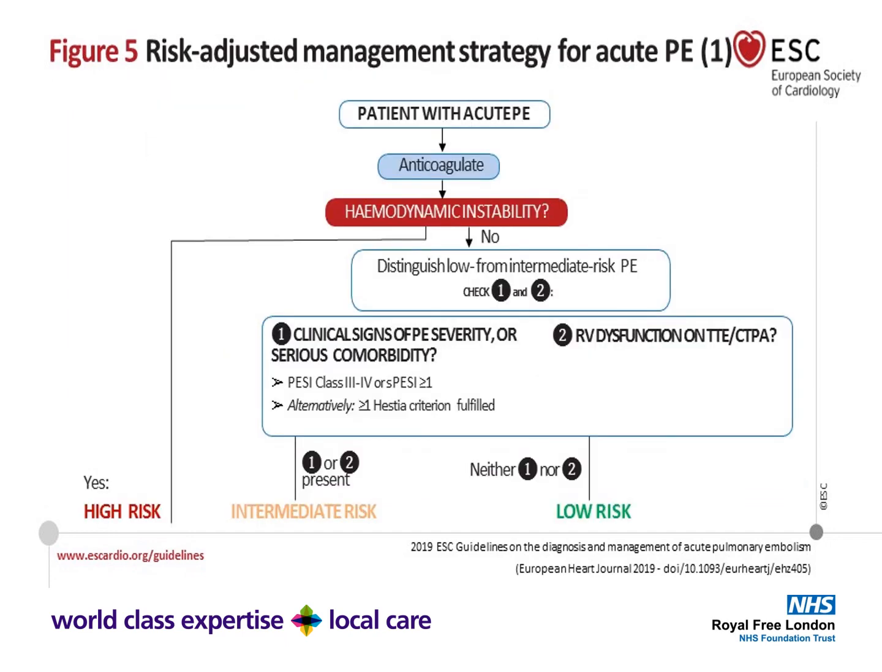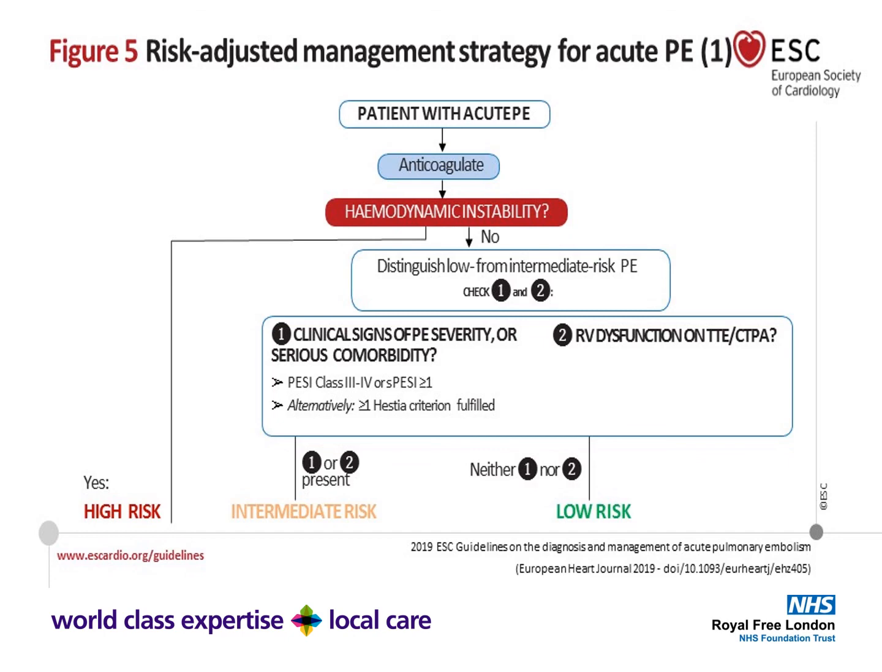So let's have a look at a risk-adjusted management strategy. The first thing you want to do is, of course, diagnose the pulmonary embolism, as we've already talked about. You want to anticoagulate the patient, assuming it's safe to do so. Then you want to decide whether your patient is at high risk, intermediate, or low risk. So how do we do that?